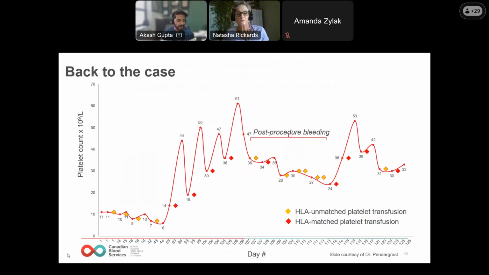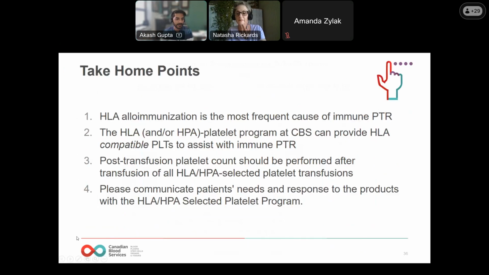So just to highlight the benefit of that communication, and we're obviously at CBS, we don't have direct insight into how the patient's doing, but that information can very much help us in trying to provide the best service, or that boutique product, for your patient.